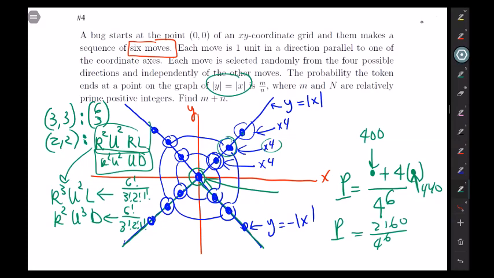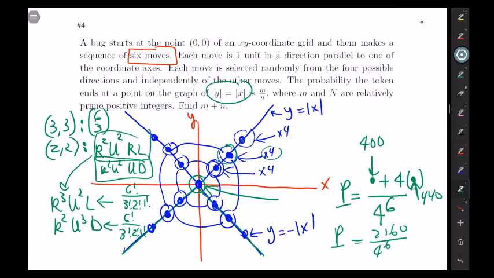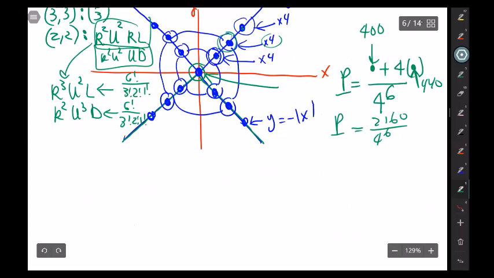135 over 256. All right, and I think this was an AIME question somehow. I kind of feel like it was AIME, but I might be wrong. All right, that's it. Let's move on.